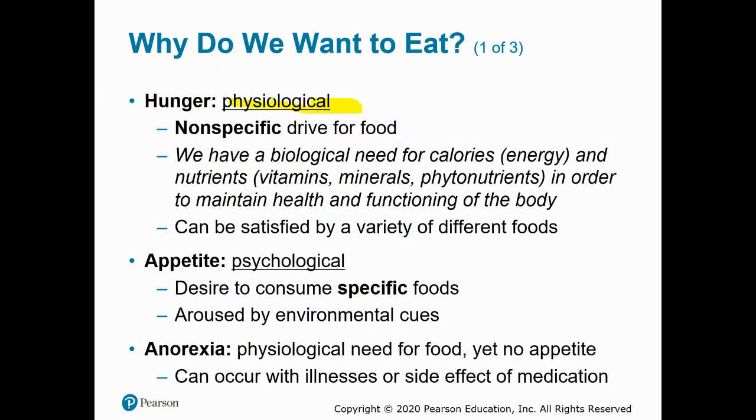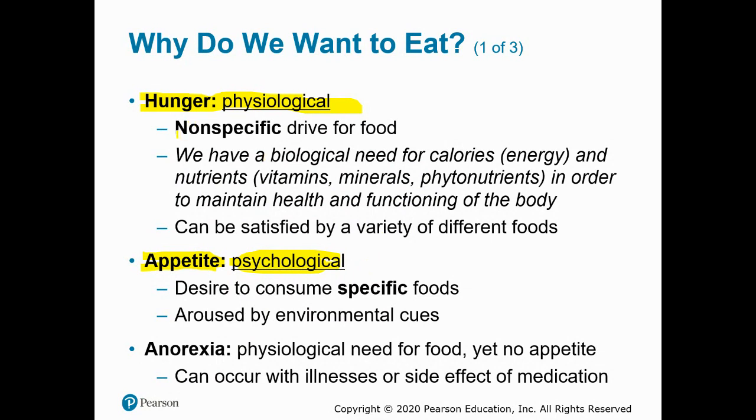Okay, so physiological, meaning having to do with the natural biochemical processes of the body. This is a really important distinction to make. You see here, I have hunger and I have appetite. And you see that hunger, we list that as physiological, so having to do with the inner workings of the body. Appetite, I note as psychological, so having much more to do with the mind. A really important distinction here.